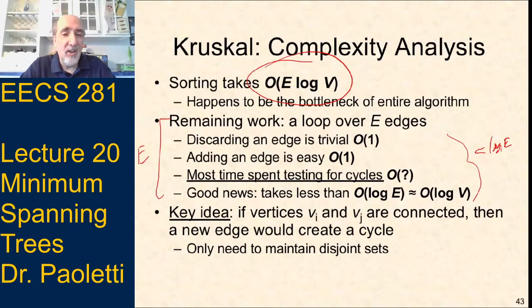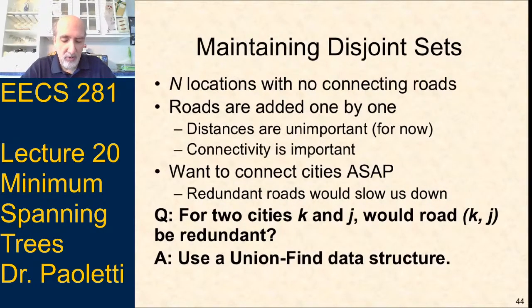So the key idea here is, I'm looking through my list of sorted edges, and I see the edge VI, VJ. Well, if VI and VJ are already connected, then the new edge would produce a cycle, so I don't take it. So I need to maintain disjoint sets. I need union find. This is where the union find data structure that we did a while ago, back before the midterm, is important. If we're going to implement Kruskal, we need union find.